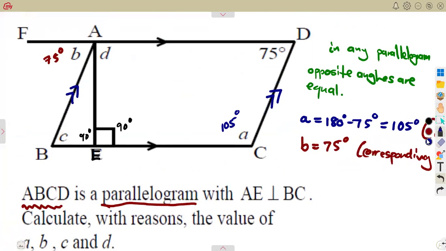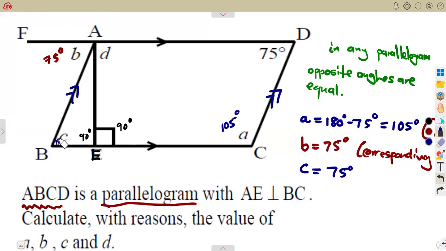Let's move on to another angle, which is C. Can we calculate the angle C at this point? Yes, we can. C is opposite to D. Remember what I said, in any parallelogram, opposite angles are equal. So that means we can state the angle C: C is equal to 75 degrees.